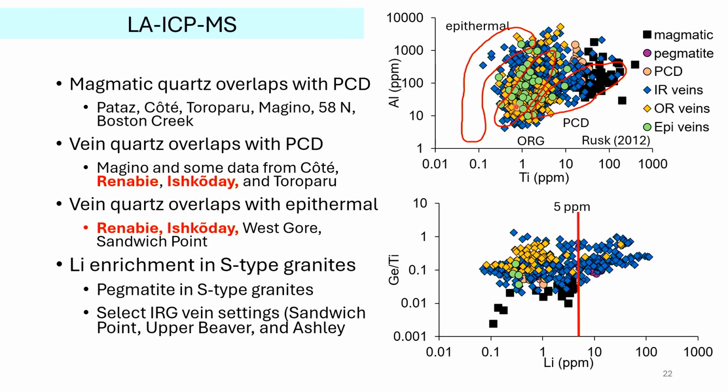So that is expected, but the overwhelming majority of the intrusion-related systems, as well as the orogenic, etc., plot in the orogenic gold field. We do have a few data points in the epithermal field, including a few points from the one epithermal deposit, Ishkode.